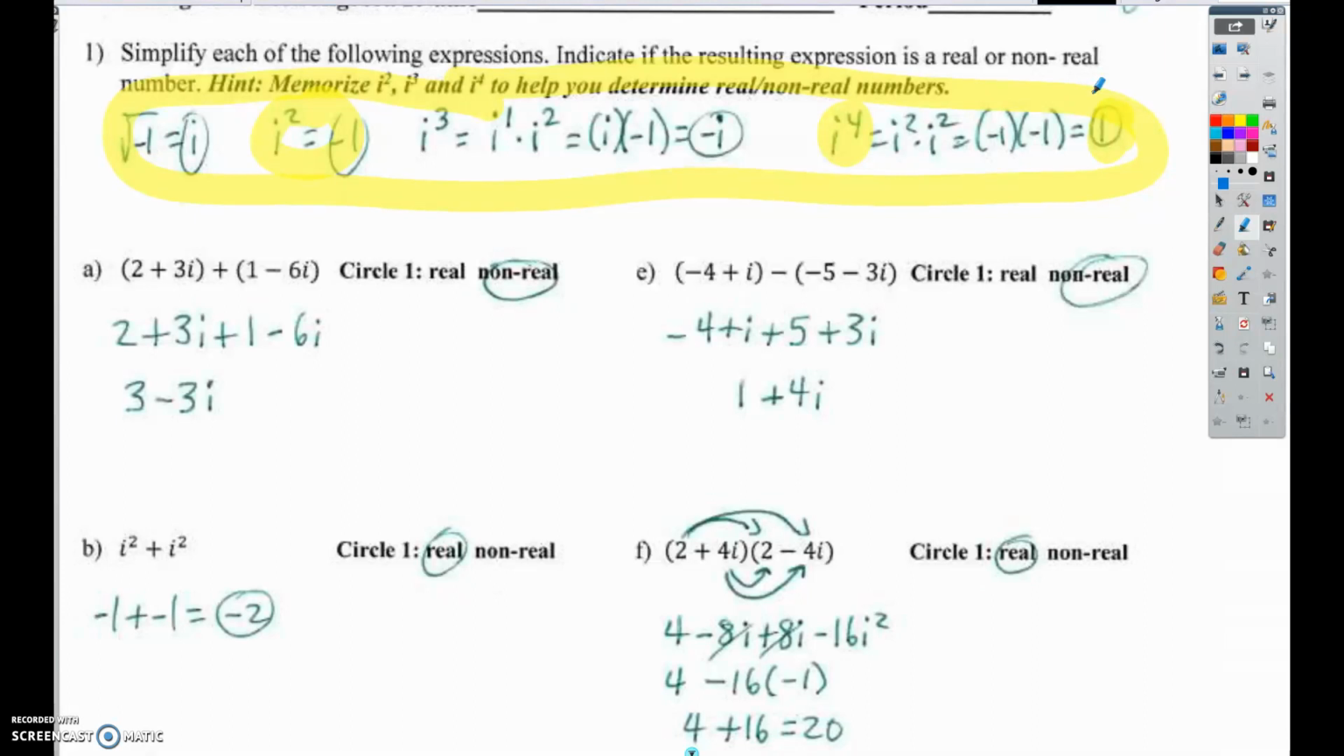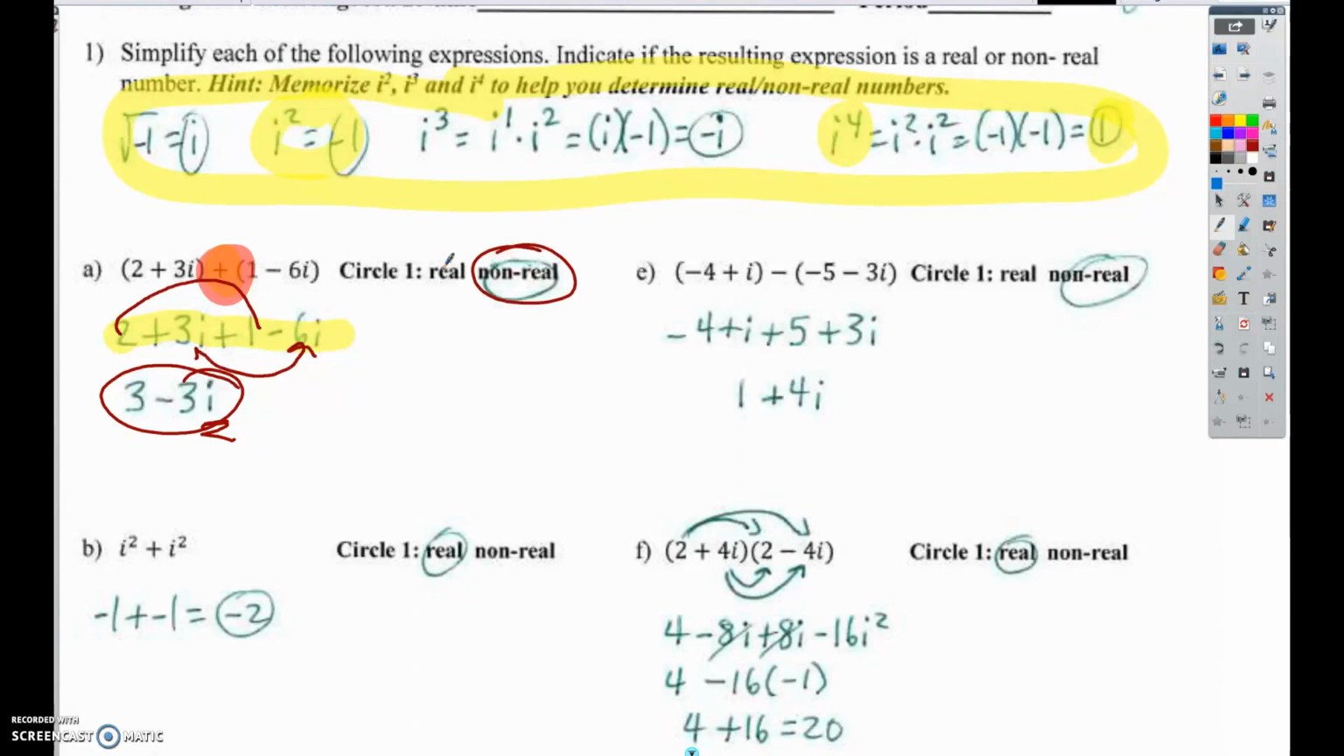So if I'm looking at 1a and it's talking about addition, remember I'm going to write both functions that are in parentheses all together, and then I'm just going to be combining like terms. Since there's no negative sign between the two, there will be no sign changes. So 2 is going to combine with 1, and 3i is going to combine with negative 6i. I end up with 3 minus 3i, and since there's still an i, it's a non-real solution.